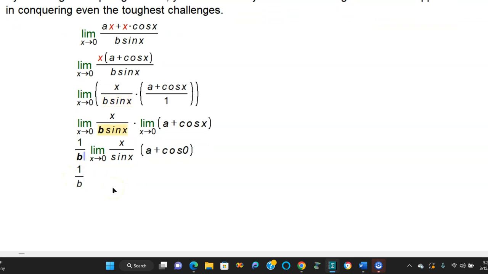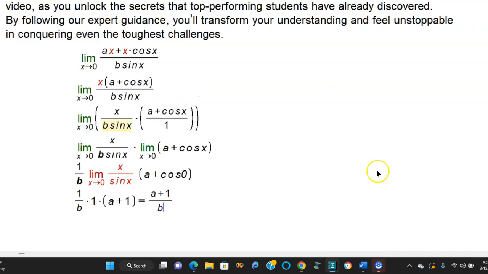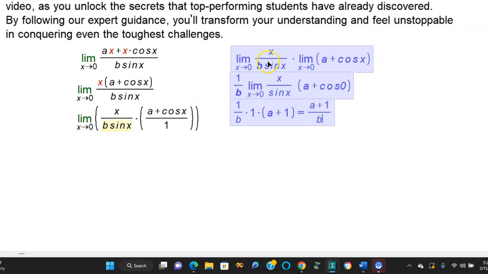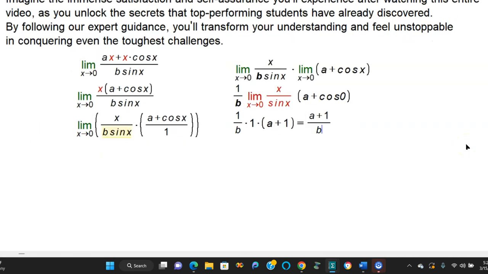This limit here that I'm about to highlight is known to be 1, so you just put a 1 there. And the other one is cosine 0, which is 1, so you have a plus 1. And then you just write this more compactly as a plus 1 over b. And that's the limit. Done very quickly and efficiently. Maybe I should move this over this way a little bit so you can follow all the steps.